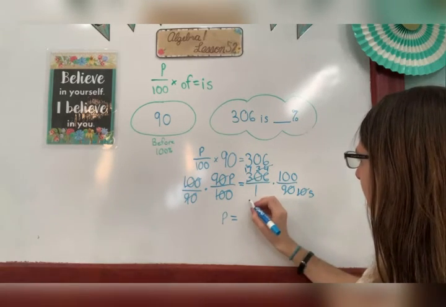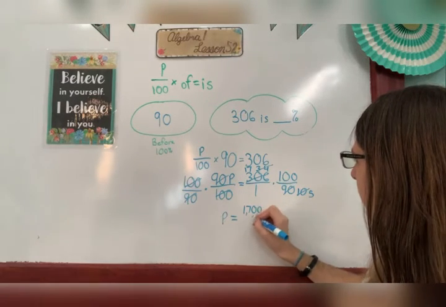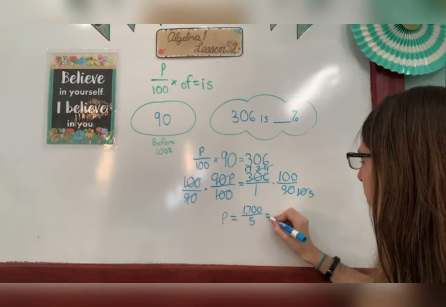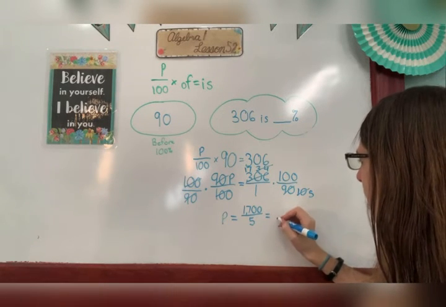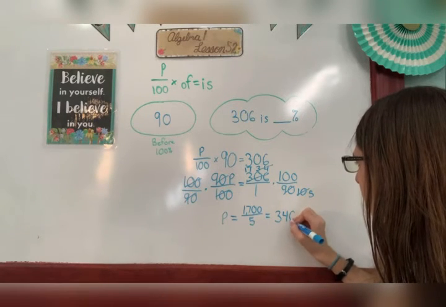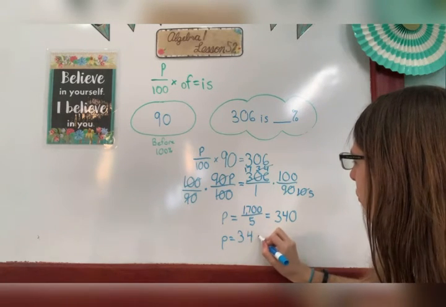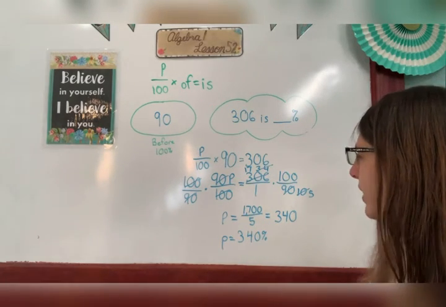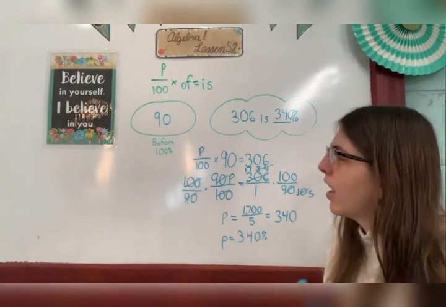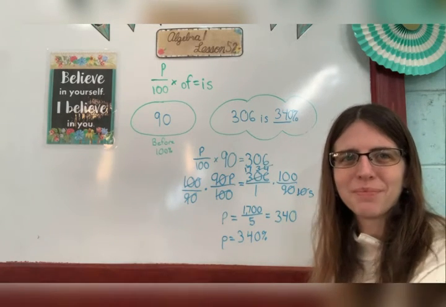Okay, so that gives me 17 times 100 is 1,700 over 5, which can be reduced to, 5 goes into 1,700, let's see, 340 times. So my percent is 340%. So my percent is greater than 100 for my bubble, so I know that I did that correctly.